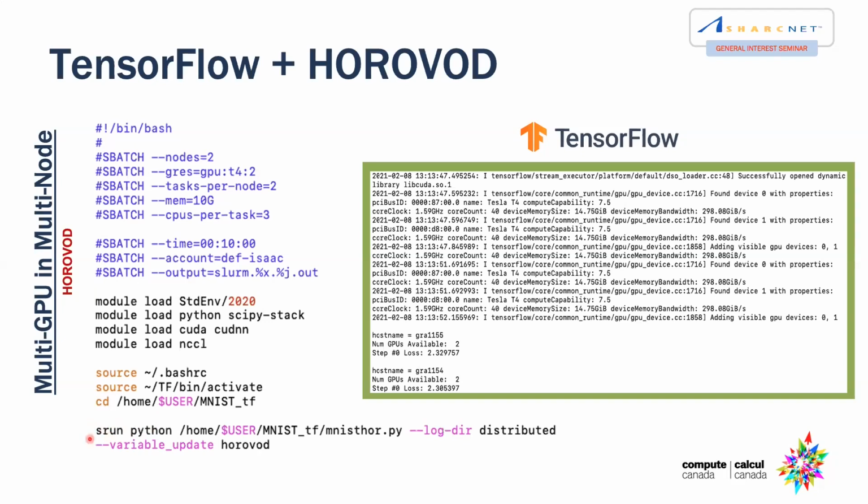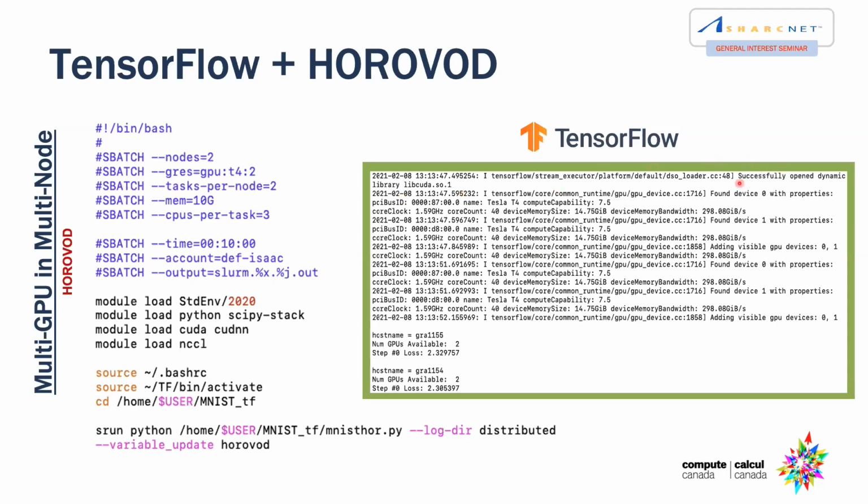It's a parallel job. That's why I used srun and code, and where you're going to write down your log directory. I mean, where you're going to write down your log, and variable updates use HOROVOD. So HOROVOD will be used to update your parameters. That's the thing. As you see in running the code, I'm going to present you where to get it.